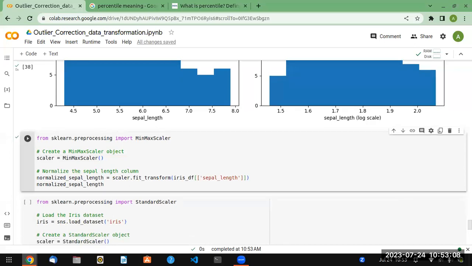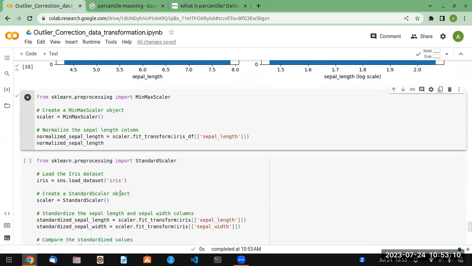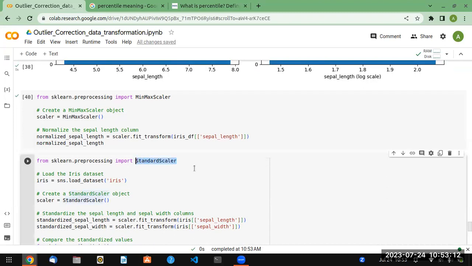And to do the standardization, same library, but the function is StandardScaler. Same method. You can create an object out of it, then you can use the fit and transform methods. Here I'm doing it for one column.